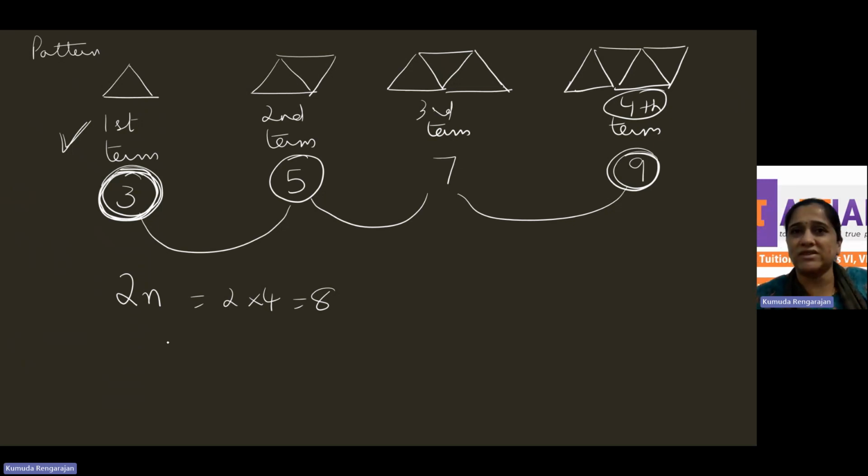You don't have to check for everything. Take n as any one value, 1, 2, 3, 4, any one. From that you'll get the rule. So if you try with the fourth one, n is 4. So 2 into 4 is 8. But the answer there is 9. So how will 8 become 9? 8 plus 1. That means 2n plus 1 is the rule.